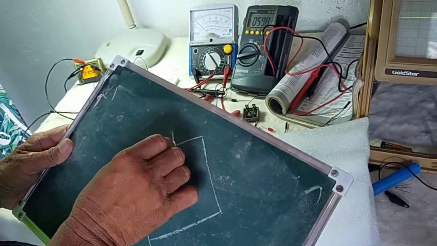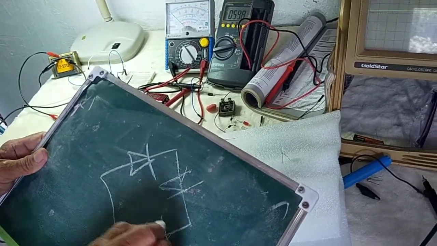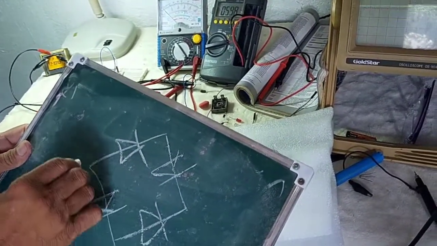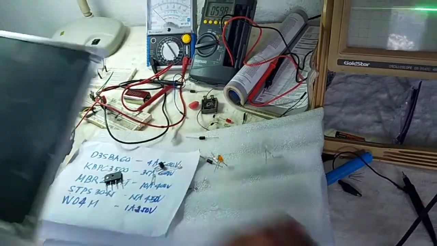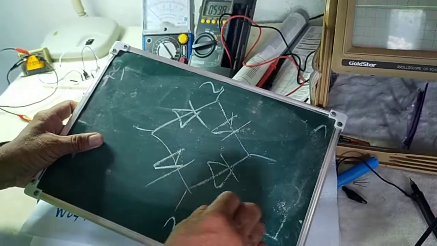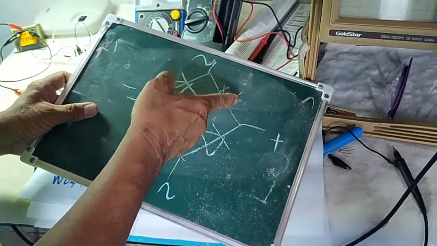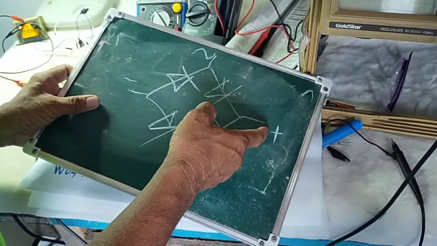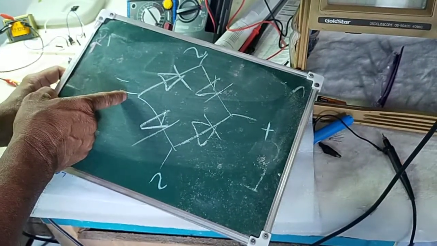Okay, we have here the AC. We have here the positive, the negative. The two cathodes are connected together, that is the positive output line. And we have here the negative output line.